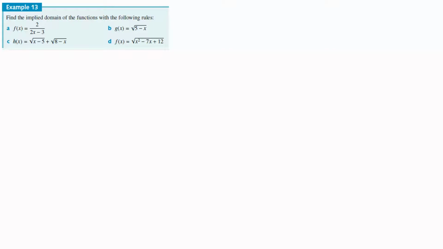Let's go to the next one. So find the implied domain of the functions with the following rules. Same thing, f of x equals 2 on 2x minus 3. Now, I've just noticed I said that if you can't sketch, you're pretty screwed, and I said if you can't do it on your calculator, you're very screwed. So I've been doing it all by hand. I'm going to show you how to do it on a calculator as well, so at least you can do these questions and consolidate exercise 1A and 1B.